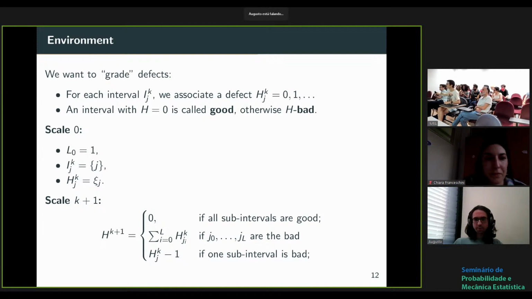Is Hubert reaching for the microphone? No. Yeah.